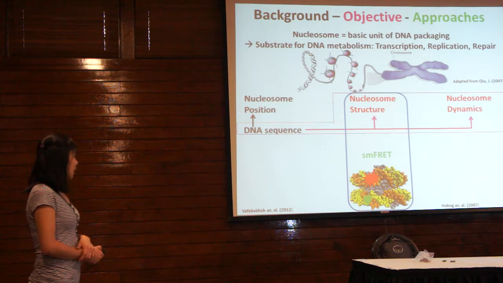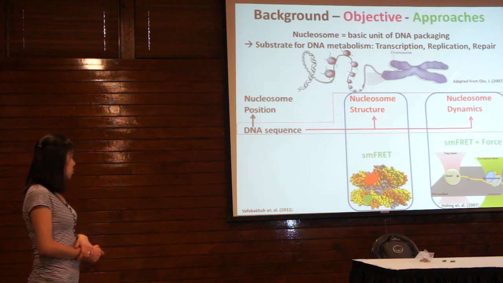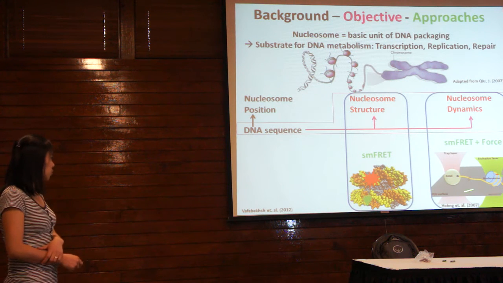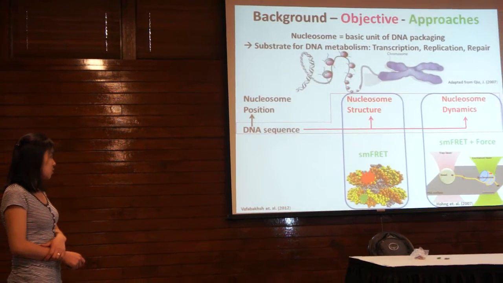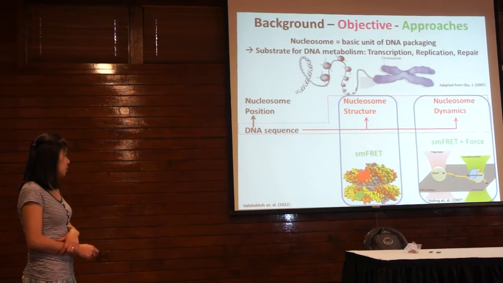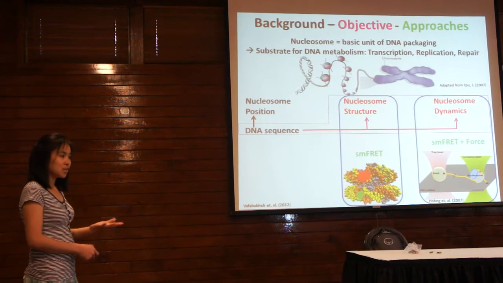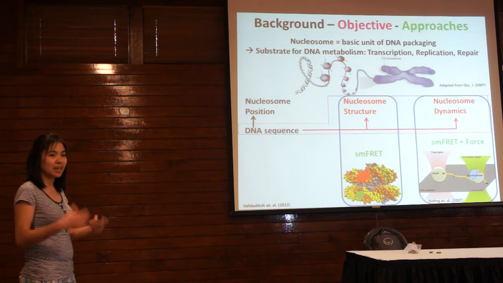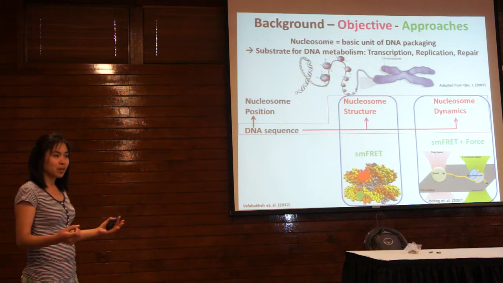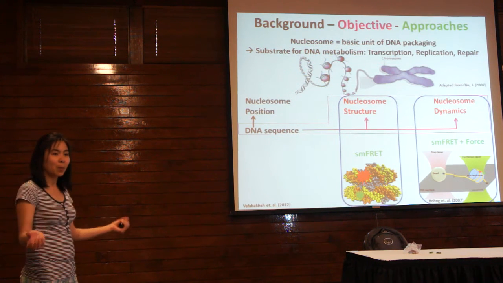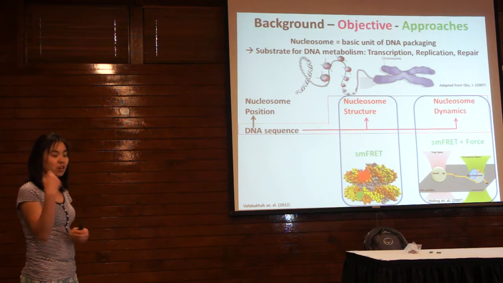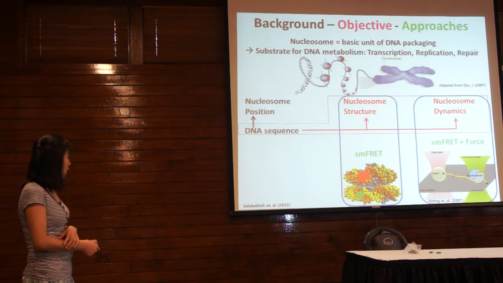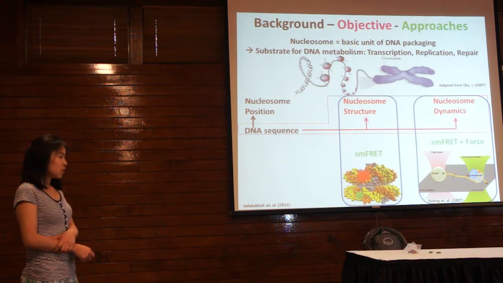Another tool that I use to study nucleosome dynamics is the combination of optical trap and fluorescence. Why do we need this setup? Because we want to study the dynamics of the nucleosome under tension. In the cell, the nucleosome is likely to be in contact with other compartments, or to have a polymerase or enzyme acting on it, so it is likely to be under tension. That's why we want to know about nucleosome dynamics under tension.